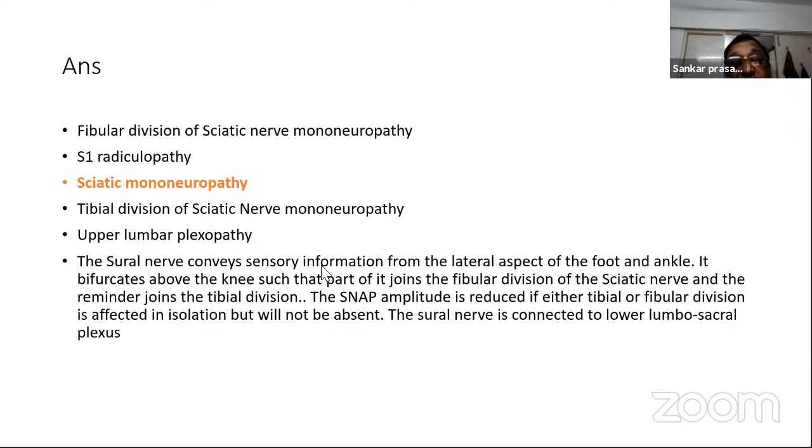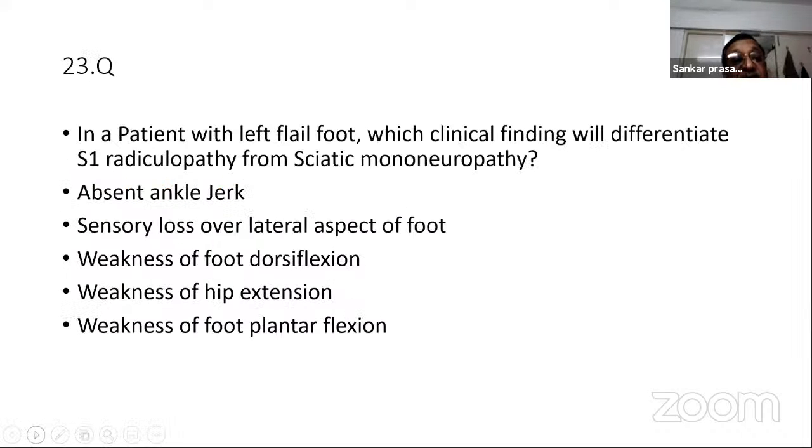The sural nerve conveys sensory information from the lateral aspect of the foot and ankle, and bifurcates above the knee such that part of it joins the fibular division of the sciatic nerve, and the remainder joins the tibial division. SNAP amplitude is reduced if either the tibial or fibular division is affected in isolation, but will not be absent. The sural nerve is connected to the lower lumbosacral plexus also. So sciatic nerve is the correct answer.